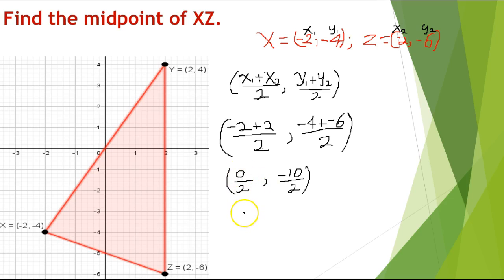So 0 over 2 is 0. If it was 2 over 0, then it's undefined, but we can have 0 on top. So -10 divided by 2 is -5. So the midpoint of this is going to be 0, -5. Does that make sense? So right here, the midpoint of that line segment.